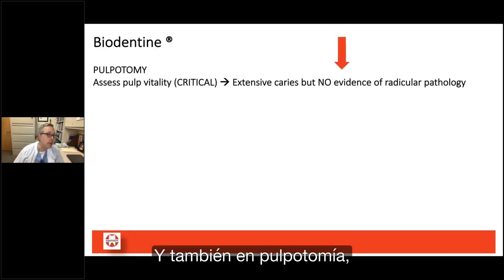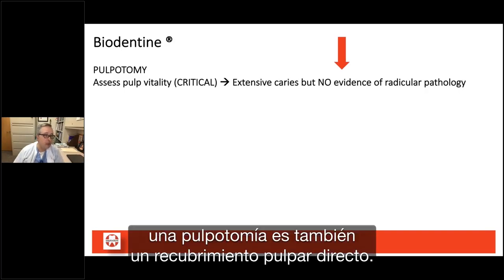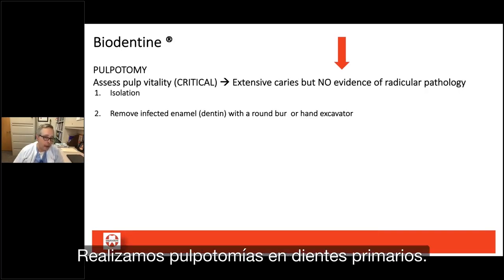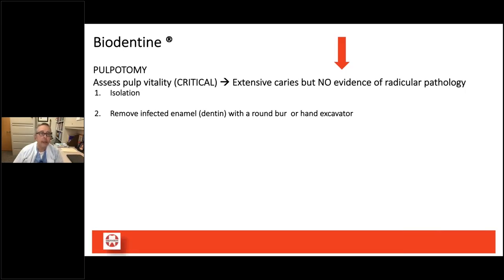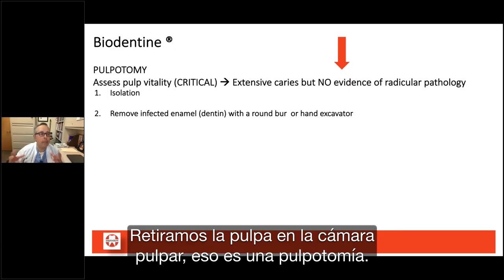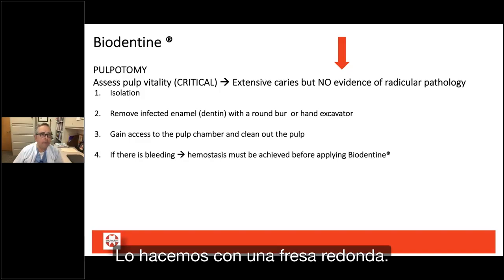And also in pulpotomies, a pulpotomy is also a direct pulp cap. We do pulpotomies in primary teeth. In some situations, we do pulpotomies in permanent teeth. It's extensive caries. We remove the pulp in the pulp chamber. That's a pulpotomy. We do that with a round burr. We clean up the pulp from the pulp chamber.